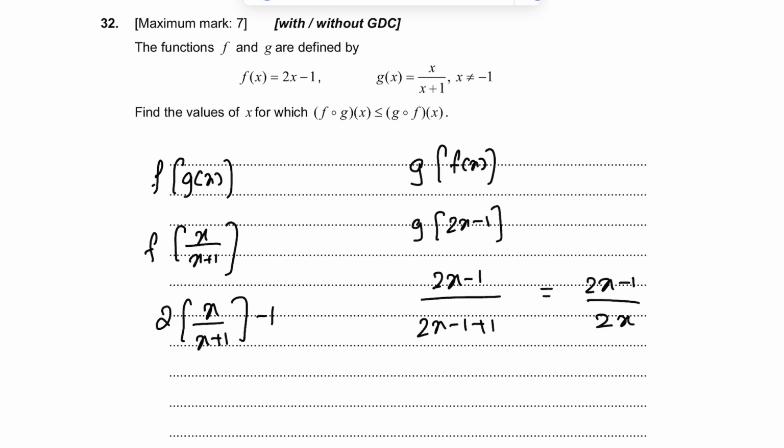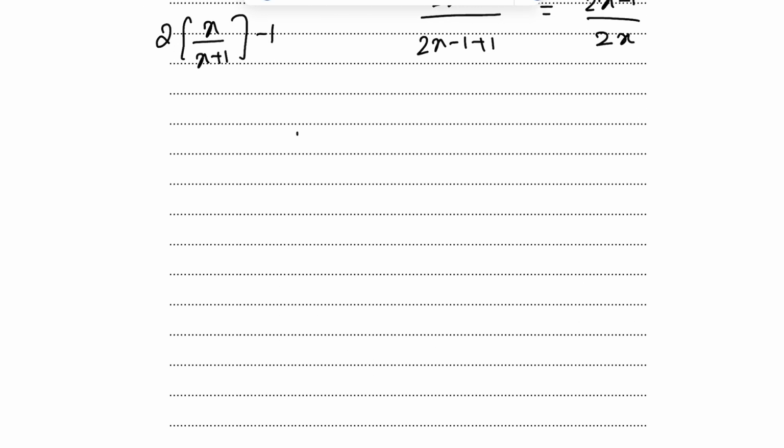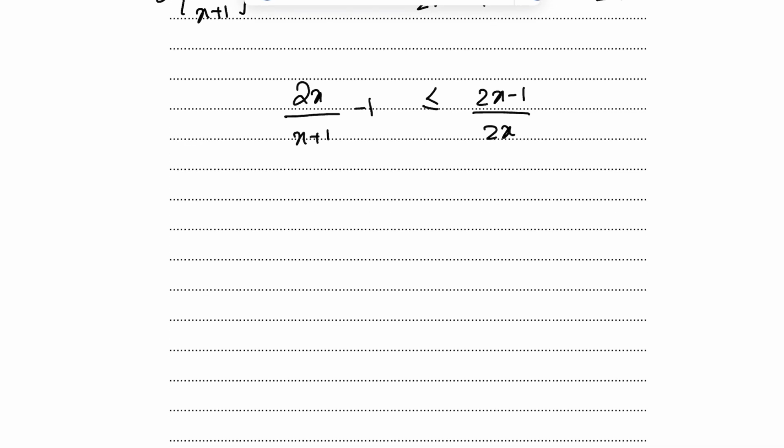Now f circle g of x is less than or equal to g circle f of x. So 2x upon x plus 1 minus 1 is less than or equal to 2x minus 1 upon 2x. So what do I do from there? I bring all the terms on one side. So it becomes 2x upon x plus 1 minus 1 minus 2x minus 1 upon 2x is less than or equal to 0.